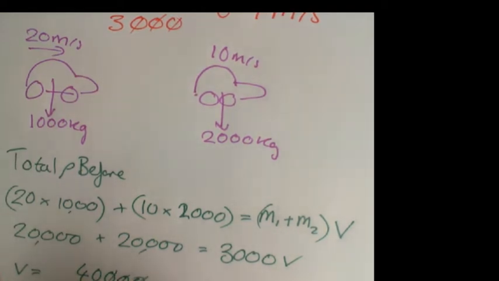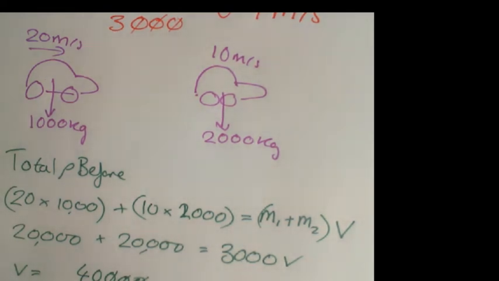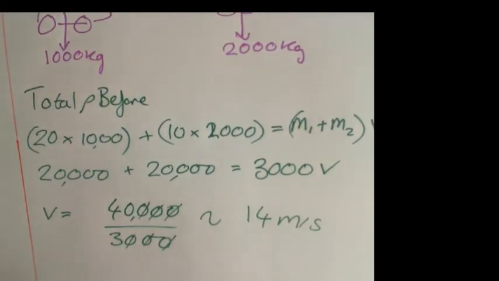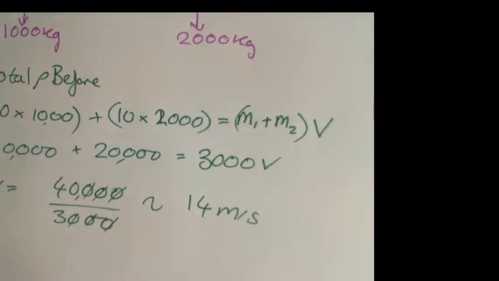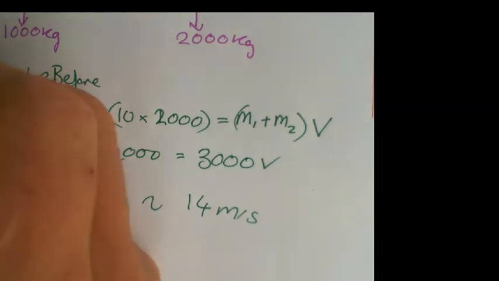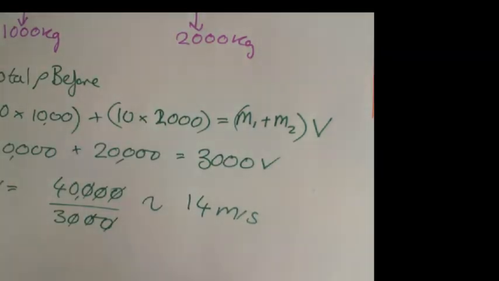Cancel out my zeros, so I get 40 divided by 3. Well, it's roughly twice as much as what I had last time, so I know that that's approximately 14. Which makes sense because this one has slowed down, but not by as much as it did last time, because this one was also travelling in this direction, so you have to take into account that one's momentum. So that makes sense.